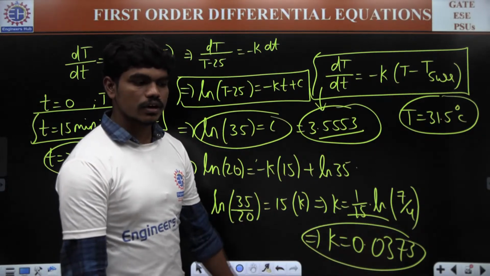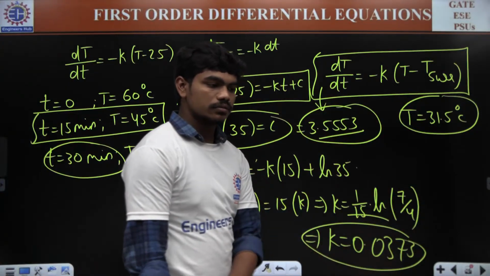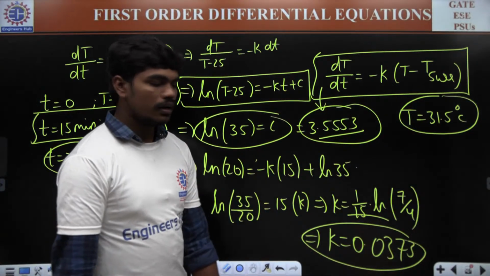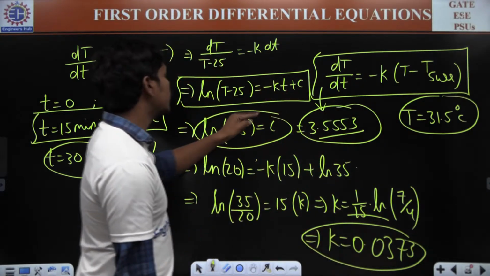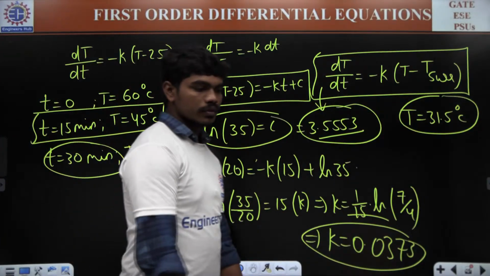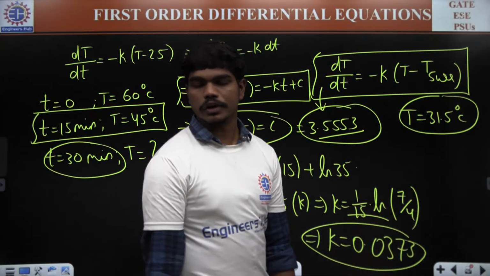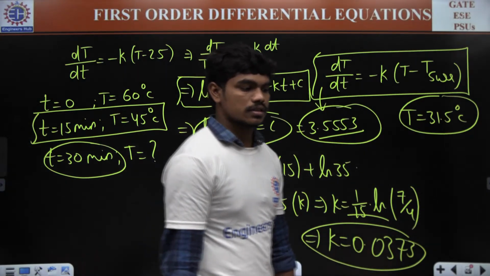Can I go for the next question? All of you please respond. Yeah, 0.0373 is the correct answer for value of K. Now if you put K is equal to this value and C is equal to this value in this equation, and at T is equal to 30 minutes, you can get what is T. Okay, 31.4 something you can get, which you can approximate to 31.5 degrees Celsius.